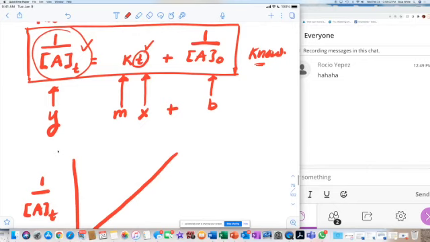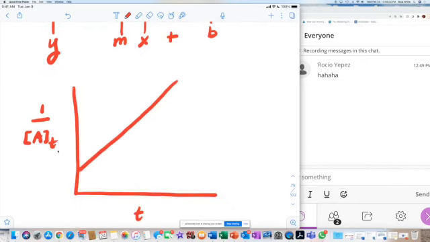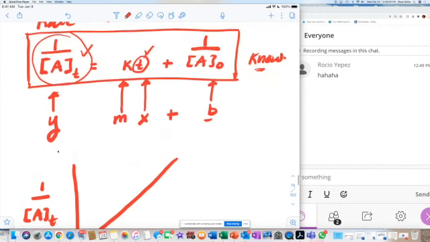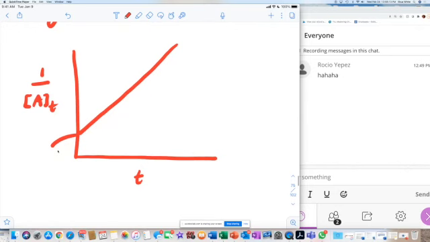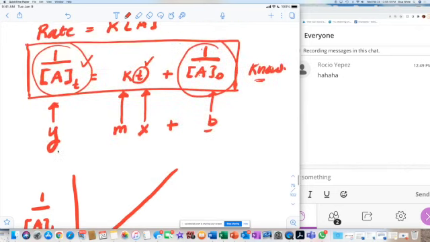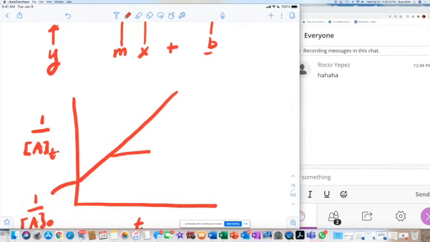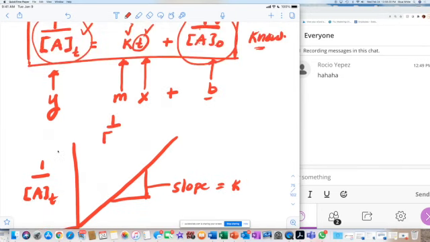It does have a y-intercept, so I cannot take it right to 0, because it's an actual value here. My y-intercept, which is b, is going to be this number right here, 1 over a 0. So I'm done with this part. And then finally my slope from here will be equal to k. Oh, I forgot to title this: 1 over a sub t versus t.